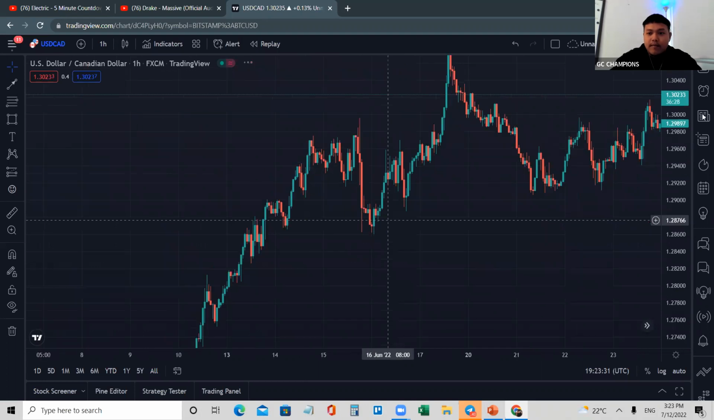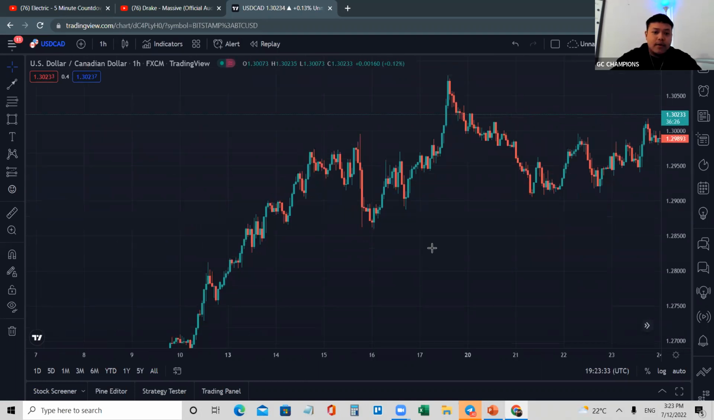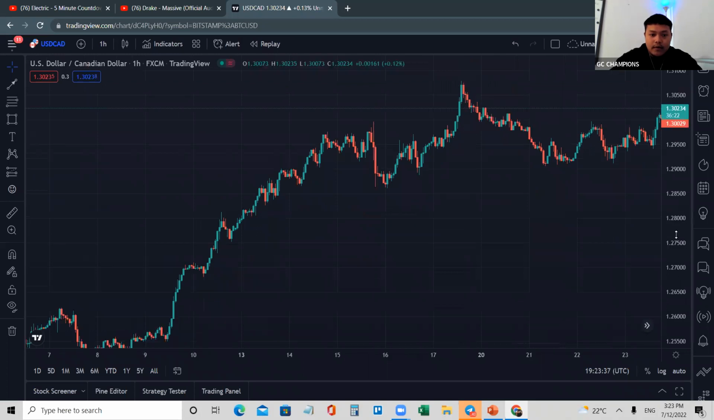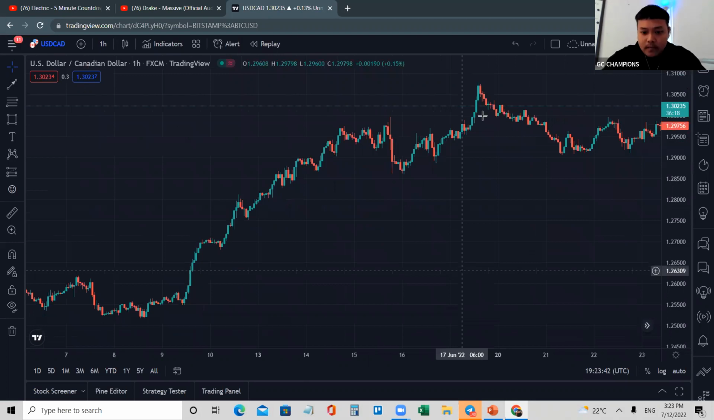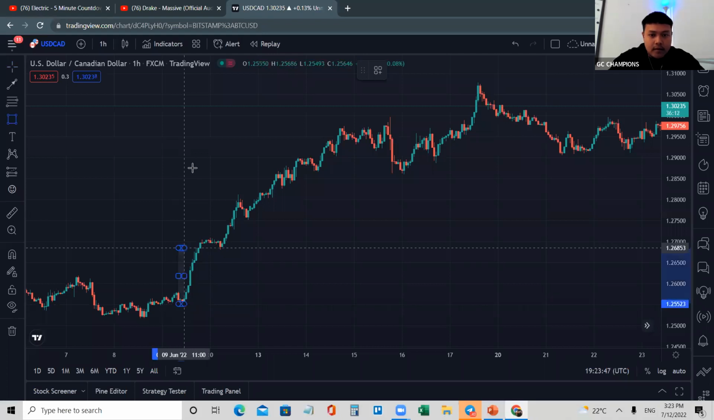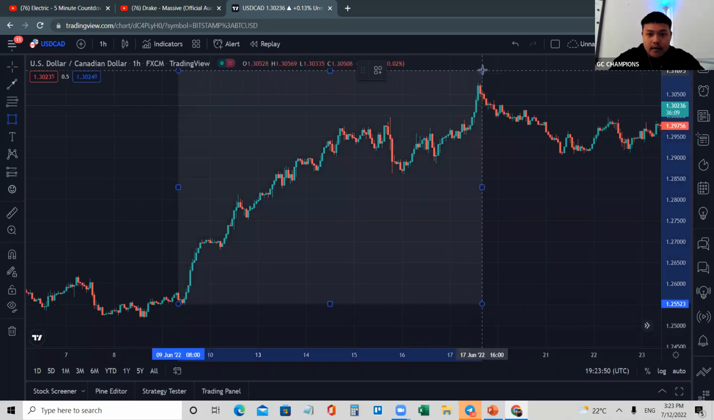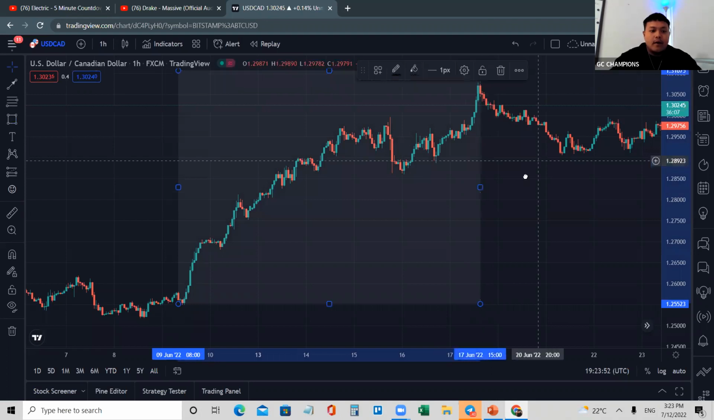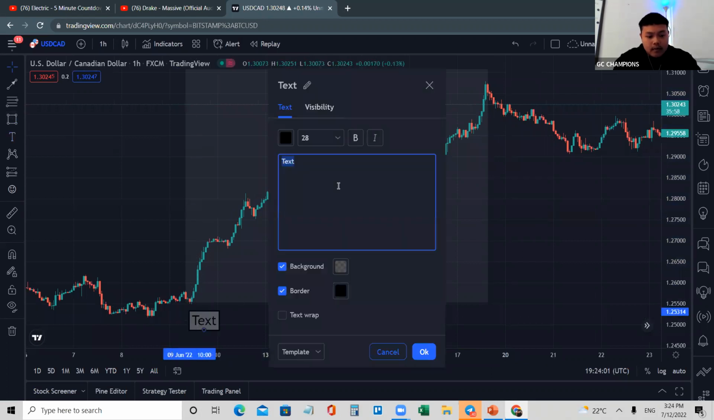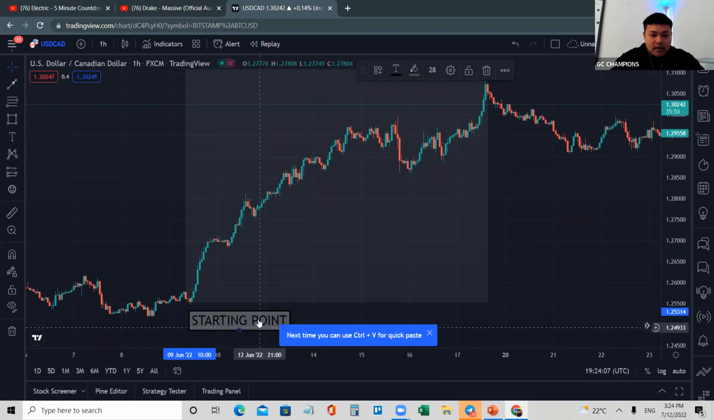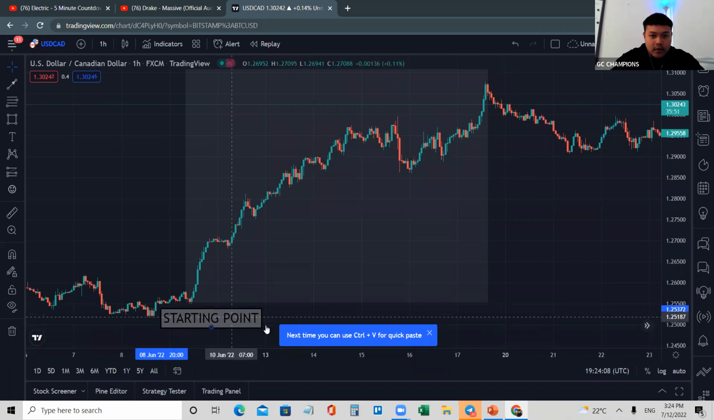Here, this is a great example for the market when it comes to the uptrend. We're going to be focusing on this specific part of the market. On the bottom, as you can see, this is what we are going to call our starting point of this specific trend, the uptrend.